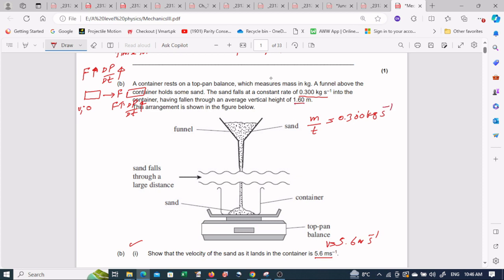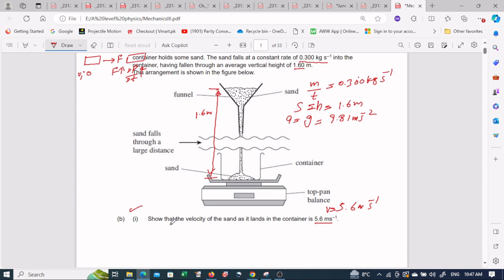Now the height is given, where the sand starts and falls down. The total height is s = h = 1.6 meters, because this is the distance covered. Now the value of g: as it is free fall, acceleration is 9.81 meters per second squared. This is all the information that we have. Now we have to prove the velocity of the sand is 5.6, so in order to prove this, we use an equation of motion.